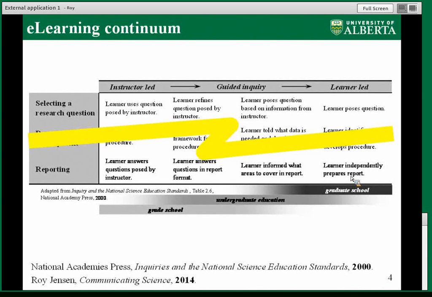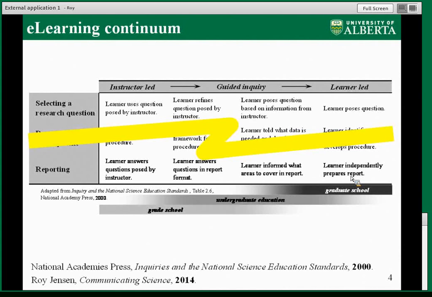So to begin, I want to look at the transformation that a learner undergoes as they proceed through their schooling. So we have learners starting off typically in an instructor-led environment, moving to guided inquiry, and then ultimately to a learner-led environment. Now the table shows the transformations in the context of conducting a scientific experiment. So from selecting a research question, where in an instructor-led environment, the learner uses questions that are posed by the instructor, all the way over to a learner-led environment, where the learner ultimately poses the questions.